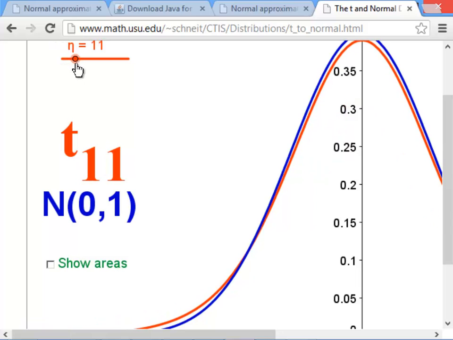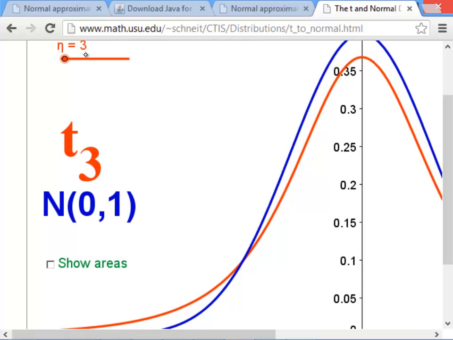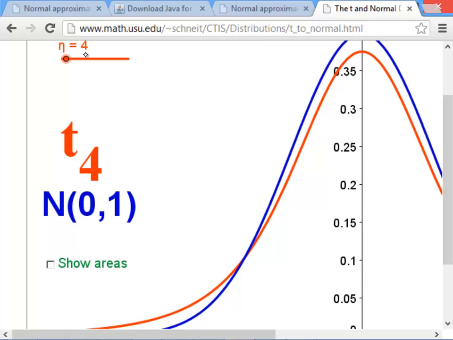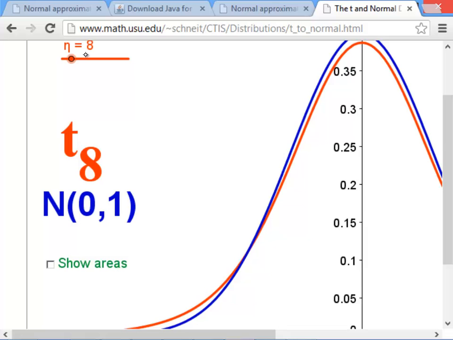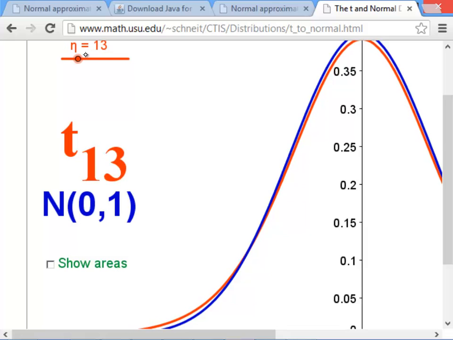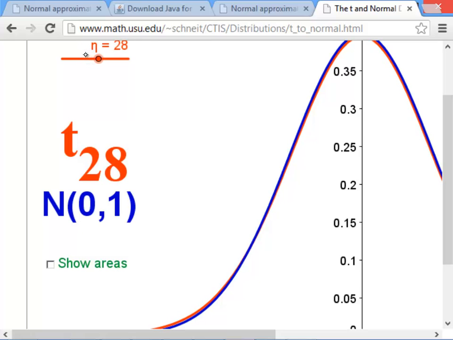As my n gets bigger and bigger though, let's go a little bit slower. So there's 3 degrees of freedom, 4, 5, 6, 7. Here's 11 degrees of freedom. At 20 degrees of freedom, they're almost indistinguishable. By the time I get up to 30 degrees of freedom, the two curves are very close. And if I get up to, say, 50 degrees of freedom, it's hard to tell that there's a difference. So your t-distribution gets closer and closer to your standard normal distribution as your sample size gets larger.